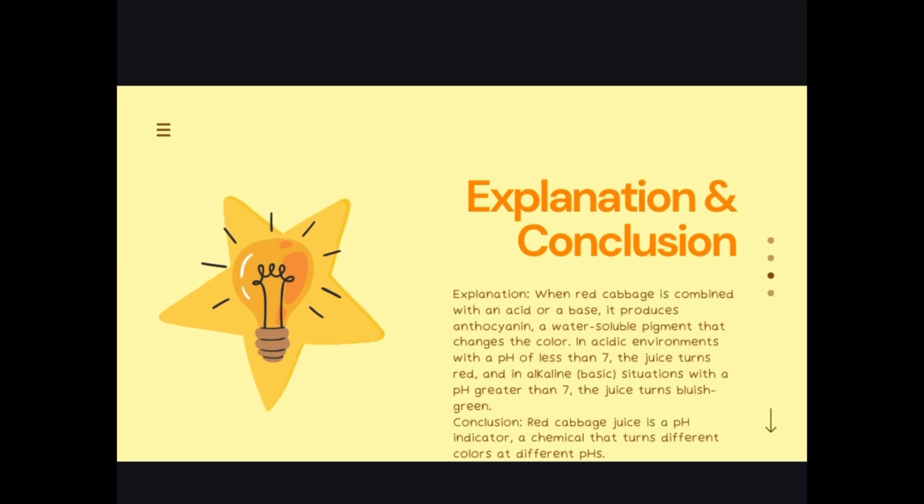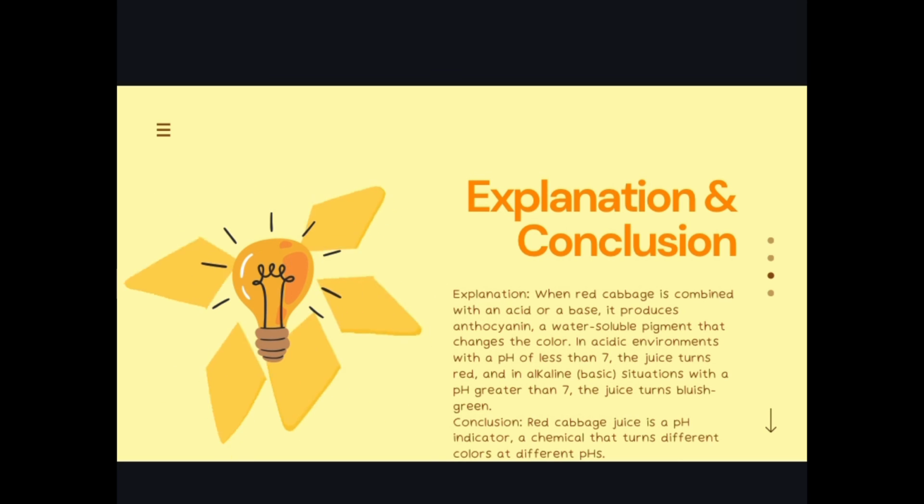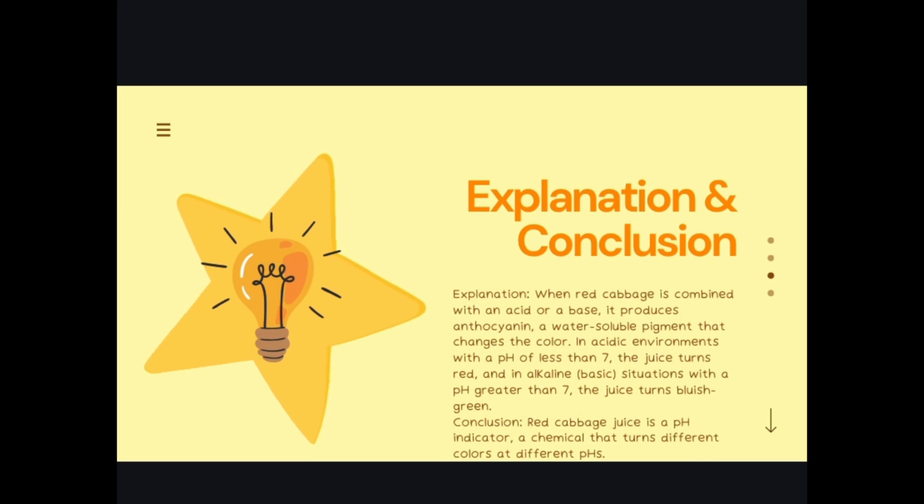Explanation and conclusion. My explanation is that when red cabbage juice, which is an indicator, is combined with an acid or a base, it produces a water-soluble pigment that changes color. In an acidic environment with a pH of less than 7, the juice will turn red, like when we put the lemon juice with the cabbage juice. And in a basic solution, with a pH greater than 7, the juice turns bluish green, like the first time we tried with the soapy water.